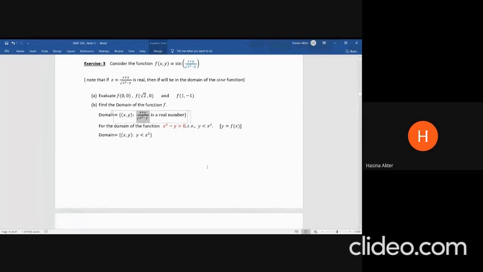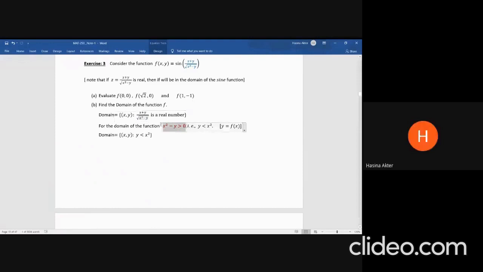Now look at the fraction. That fraction is real if the denominator is non-zero, and since we have the square root, x square minus y cannot be less than 0, x square minus y cannot be 0, x square minus y must be greater than 0. Do you understand that? Yes, miss. So there you go. So this is the domain for this function.